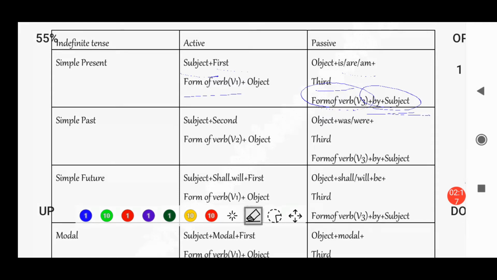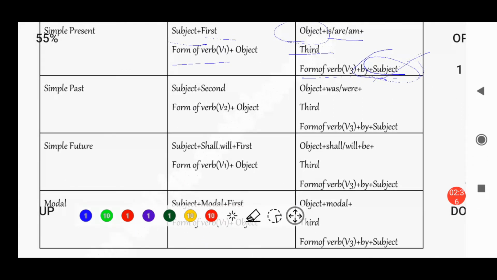And then at last we write the subject after the by. So the object comes at the starting of the sentence, the subject comes at the end, and the helping verb is applied after the object. Then the third form of the verb is written. Then at last we write by plus subject. This is the basic formula for converting a simple present tense sentence from active to passive voice. It was the basic formula for conversion of the simple present.